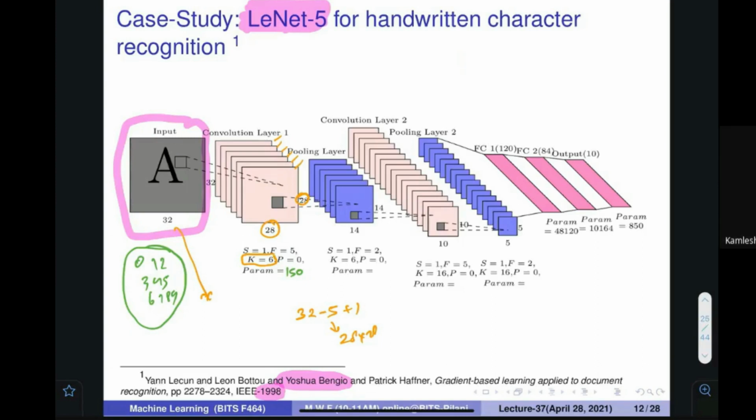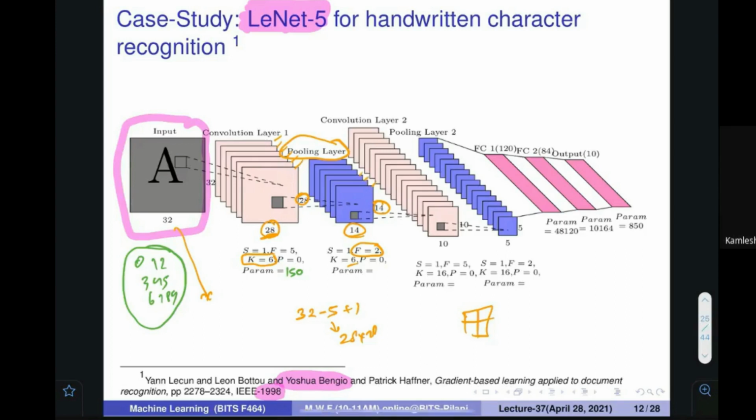Into the next layer, it says that it is a pooling layer. So max pooling is done. Filter size is 2 by 2. Into each 2 by 2 area, you are going to get one value. So 28 becomes 14 by 14, because in each 2 by 2 area you get one value. Therefore, it is going to be 14. K is equal to 6. Again, 6 filters are there.